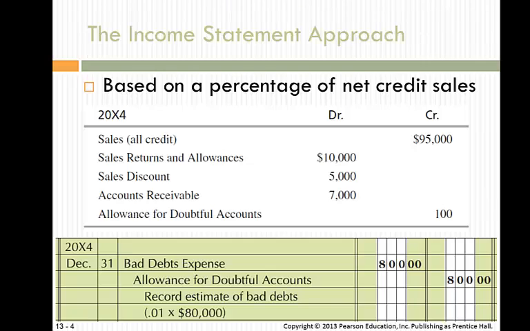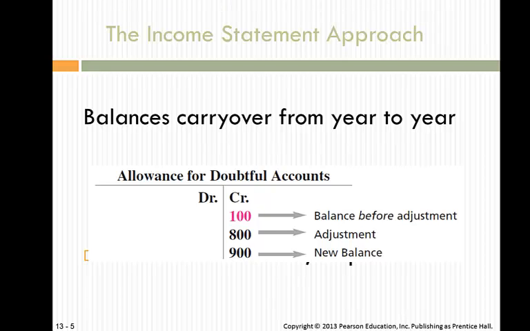Now we have the amount, and we journalize that as an adjusting entry with a debit to bad debt expense and a credit to allowance for doubtful accounts. Because allowance for doubtful accounts is a permanent account, the balance carries over from year to year. In this example, $100 was already in the account. Now we add our estimate of $800, and the new balance is $900.